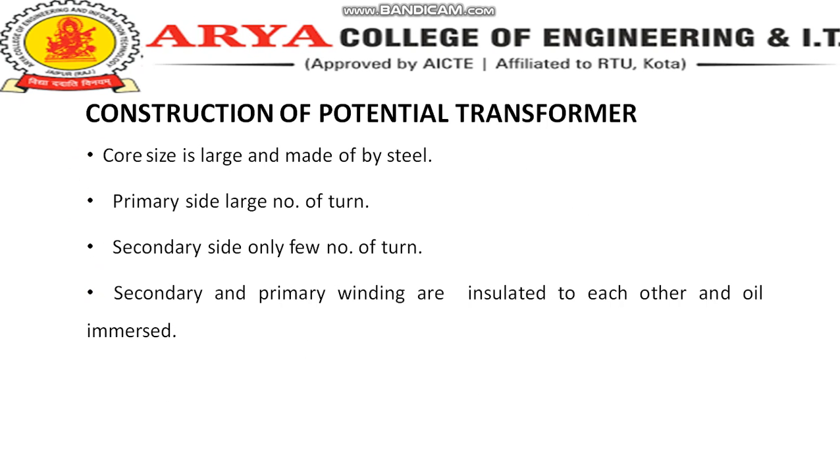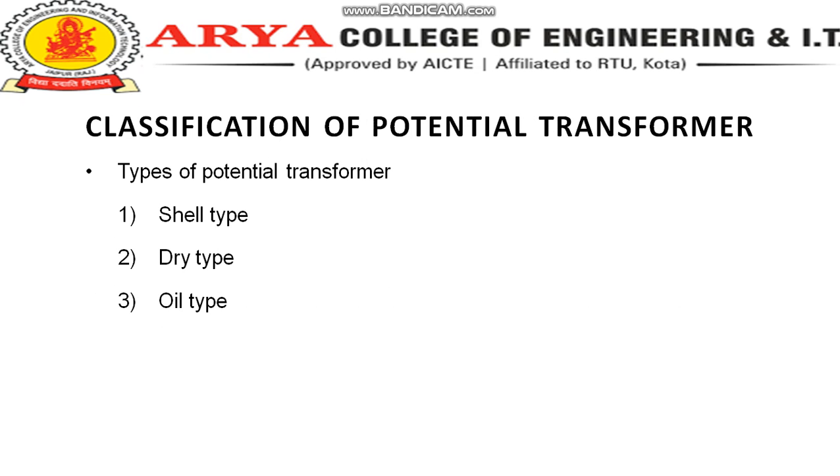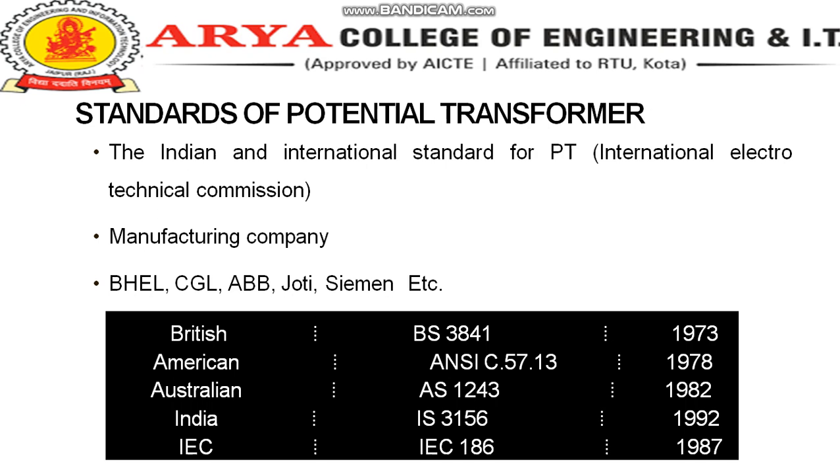Now we discuss the construction of the potential transformer. The core size is large and made of steel. The primary side has a large number of turns. The secondary side has only a few turns. The secondary and primary windings are insulated from each other and oil immersed for cooling purposes. Now the classification of the potential transformer. There are three types of potential transformer: shell type, dry type and oil type.